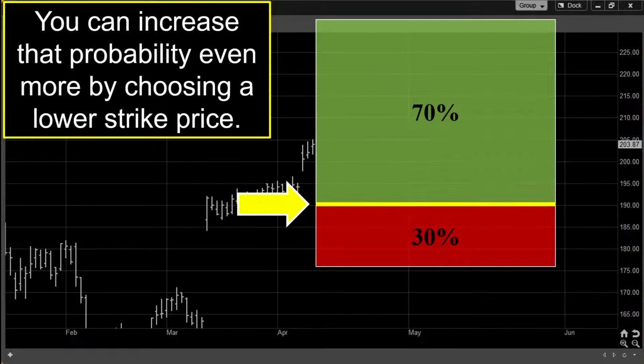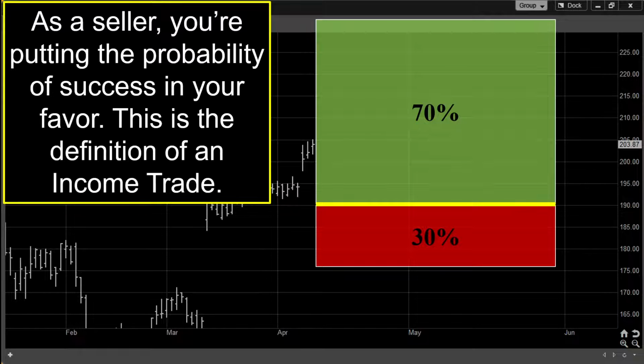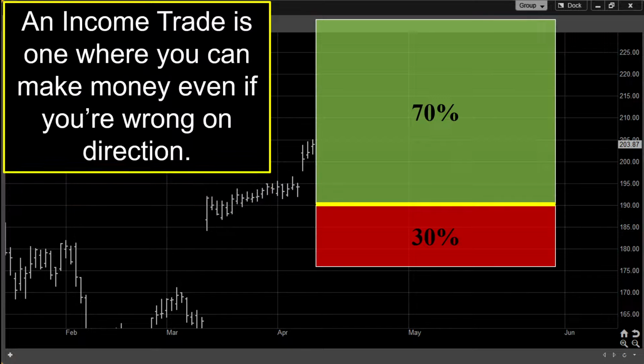Now, in some cases, we could even choose higher percentages of profitability. We do a lot of our trades that start off with a 70% chance of success. Instead of 195, I chose 190. Now, you can only do this as an option seller. As a seller, you're putting the probability of success in your favor. And this is the definition of an income trade. An income trade is one where you can make money even if you're wrong on direction.